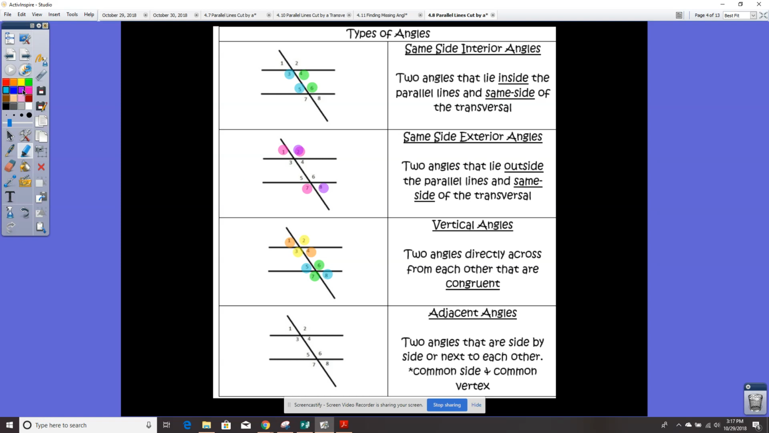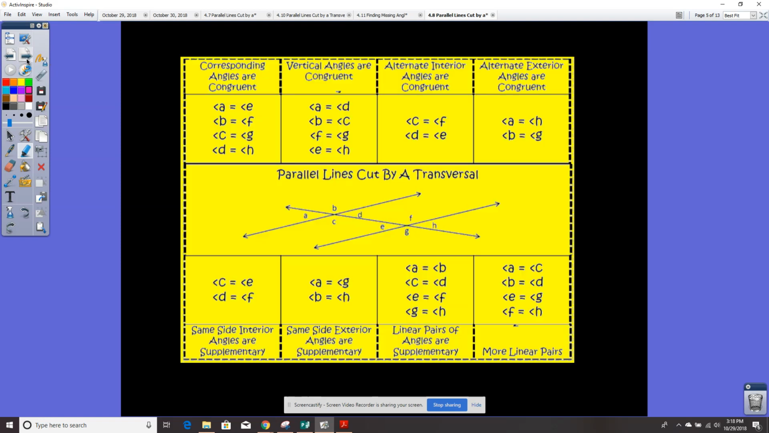And then finally, we have adjacent angles. And these are two angles that are side by side or next to each other. They have a common side and a common vertex. So for example, 2 and 4 would be adjacent angles. And 7 and 8 would be adjacent angles. And there are more pairs of adjacent angles here. But that's all that we're going to mark on this one.